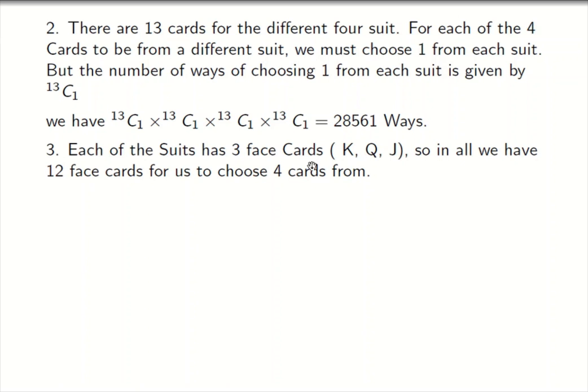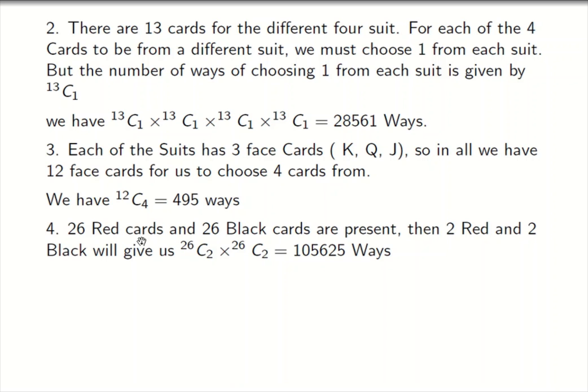So for all of the four suits, the diamond has its own three of these. The spade has its own three of these. So in total, we have 12 face cards among the 52 distinct cards, and we are supposed to choose four of these 12 face cards. So this time, our sample space reduces to 12 and becomes 12 combination 4, which is equal to 495 ways.